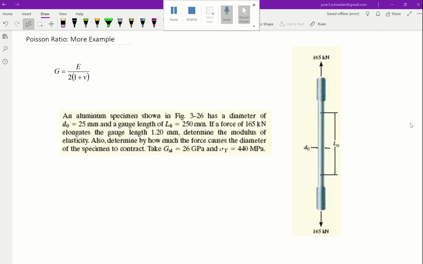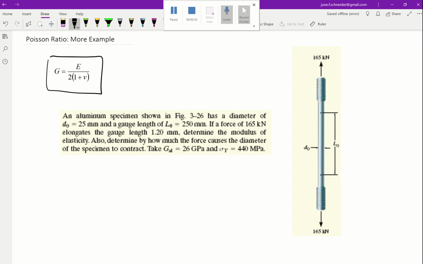Hi, this is another example of Poisson's ratio. There's one concept we didn't cover previously about Poisson's ratio, and it is this formula. You see elastic modulus E, you see G, which is shear modulus, and you see V, Poisson's ratio. So there is a relationship among the three, and this formula basically says it all.